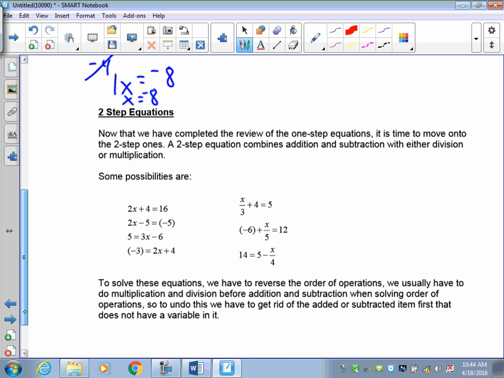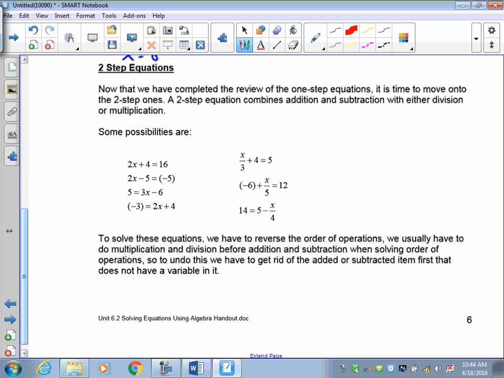Okay, those were the 4 one-step equations: add, subtract, multiply, and divide. Now we have to do two-step equations. If you take a look here, these are a whole bunch of two-step equations. You can see they're always the same kind of combination. You are either multiplying or dividing, and then you're either adding or subtracting. So there's really only the 4 possibilities.